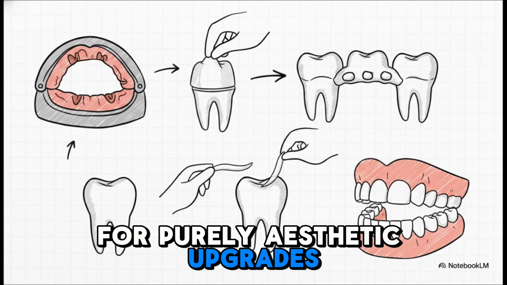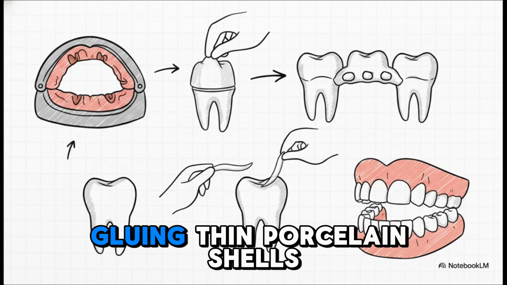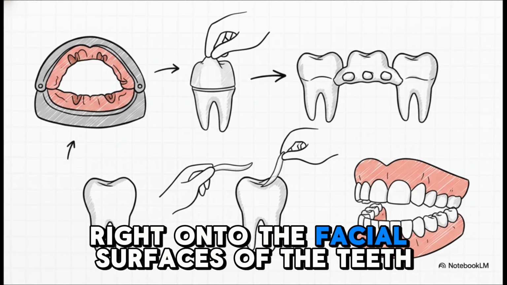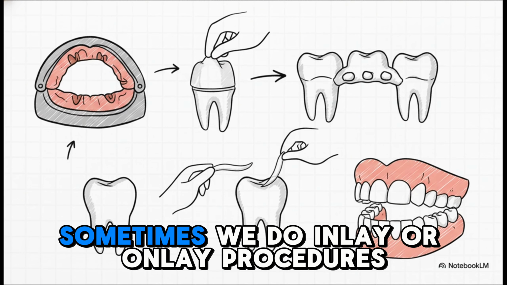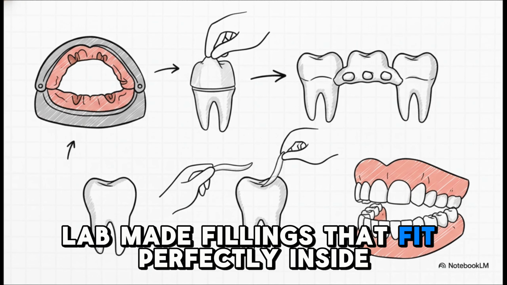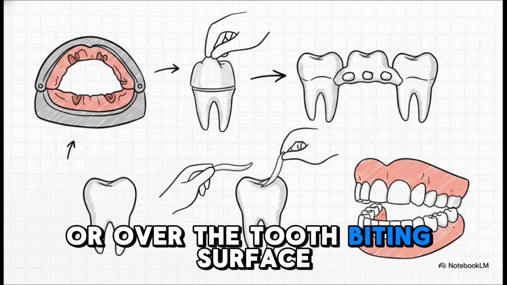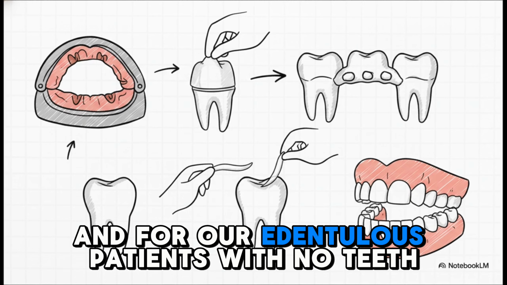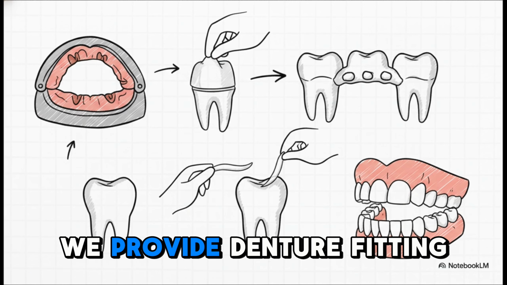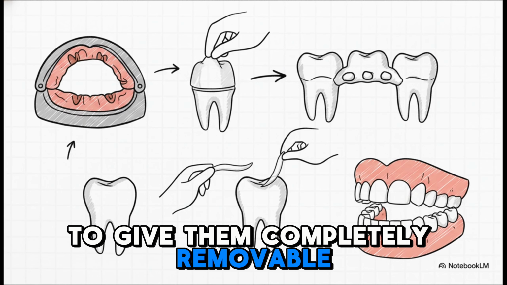For purely aesthetic upgrades, we might do a veneer placement, gluing thin porcelain shells right onto the facial surfaces of the teeth. Sometimes we do inlay or onlay procedures. These are custom, lab-made fillings that fit perfectly inside or over the tooth biting surface. And for our edentulous patients with no teeth, we provide a denture fitting to give them completely removable fake teeth.